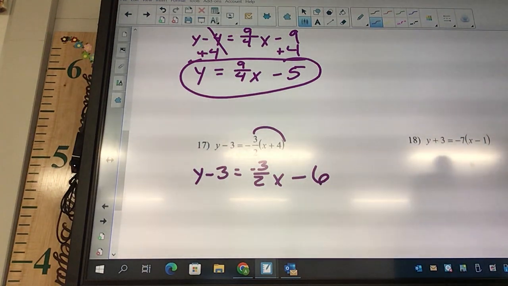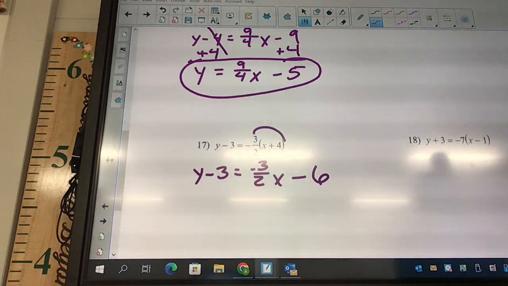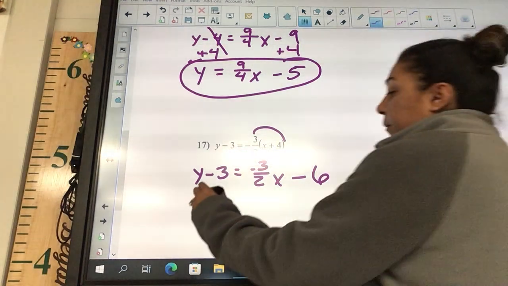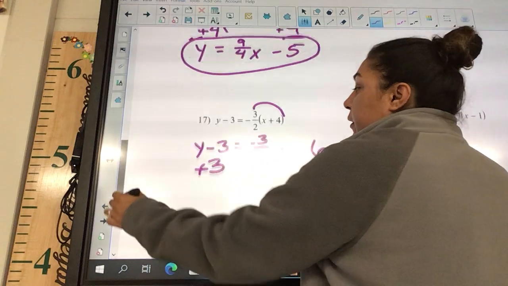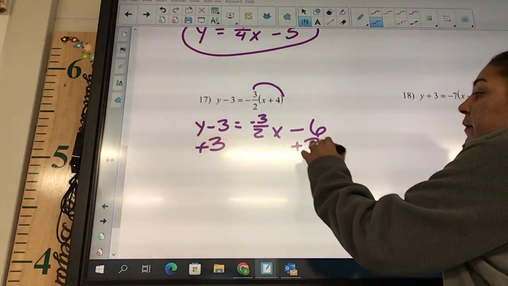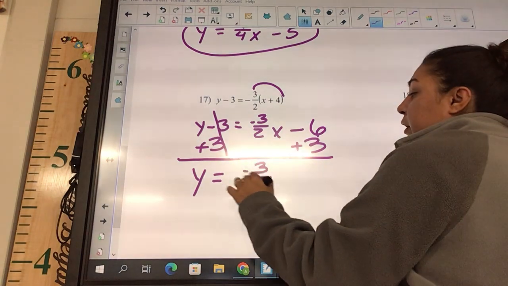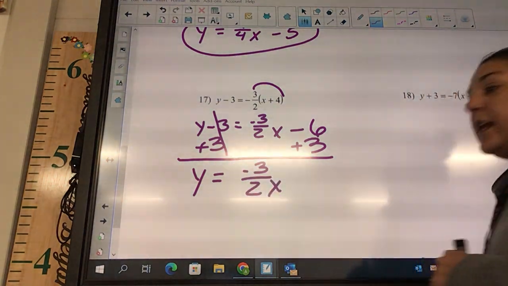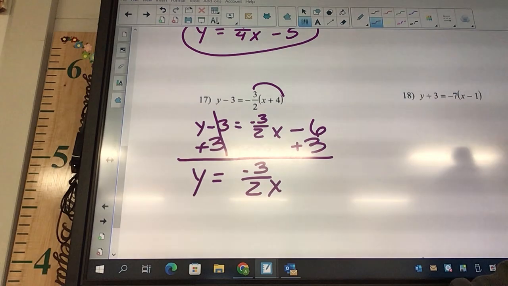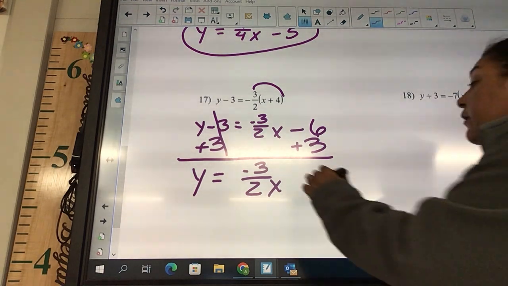Okay, then what? Add 3. What does the 3 go under? The 6. So we got y equals negative 3 over 2x. What is negative 6 plus 3? Negative 3.